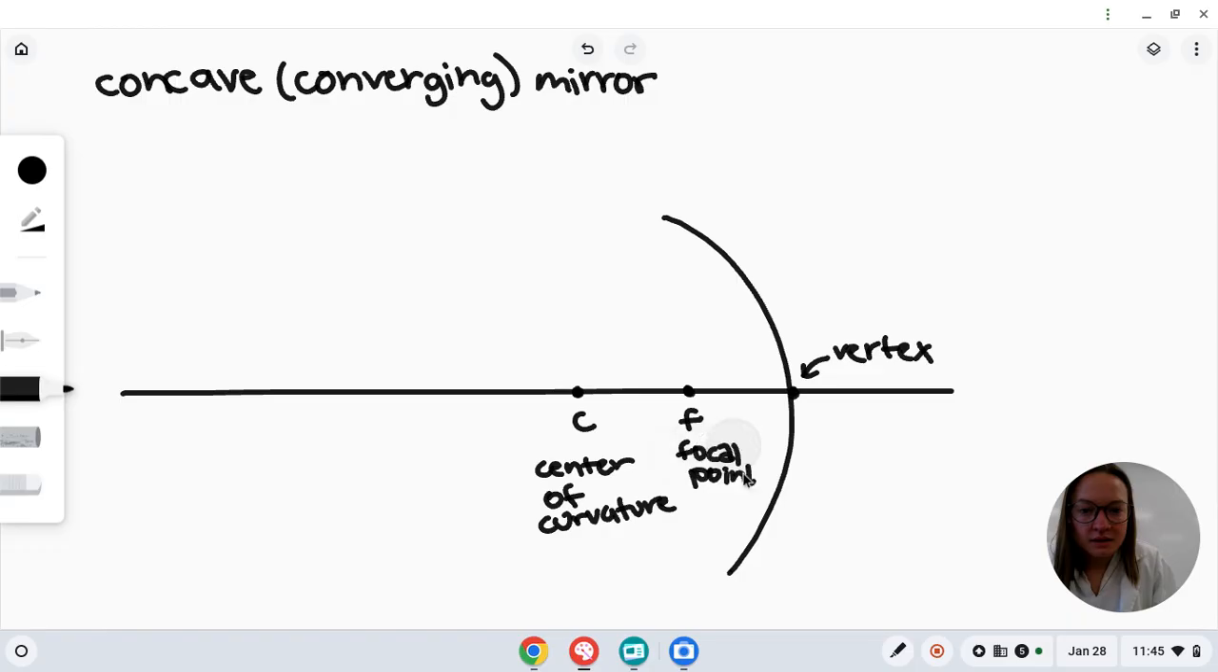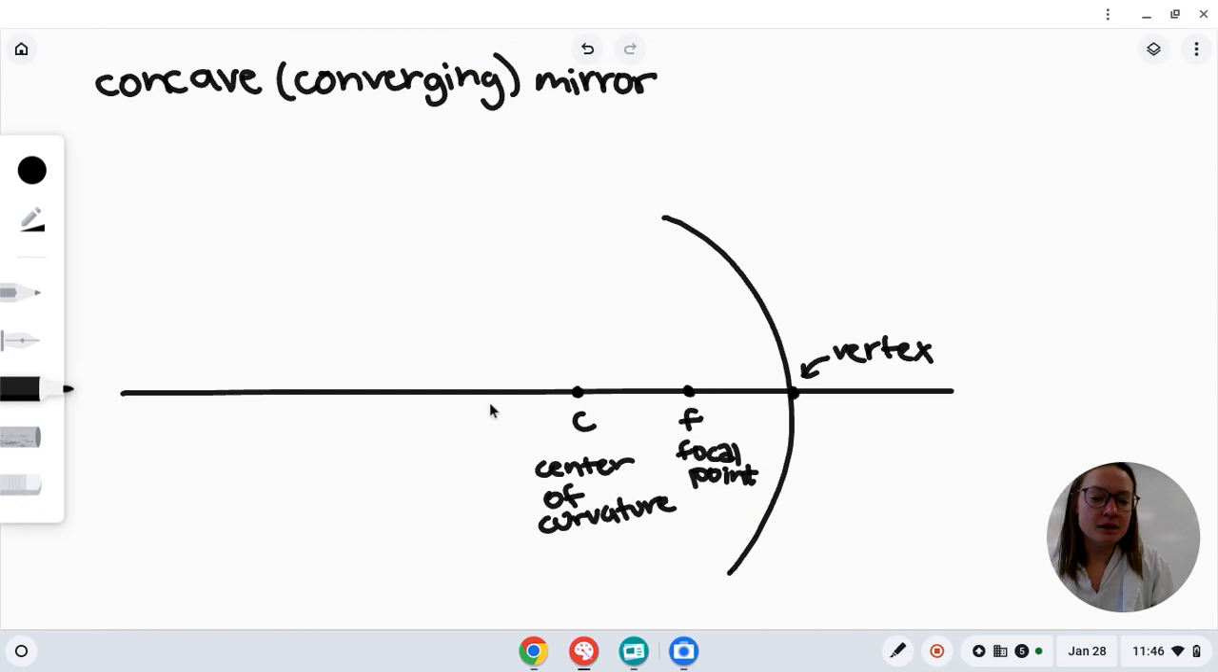And the focal point of the mirror always lives halfway between the center of curvature and the vertex of the mirror. That's our focal point. Now you have your setup drawn, and you're ready to start drawing a mirror ray diagram. Here's what you're going to do.